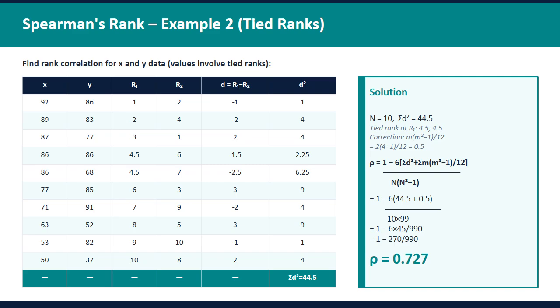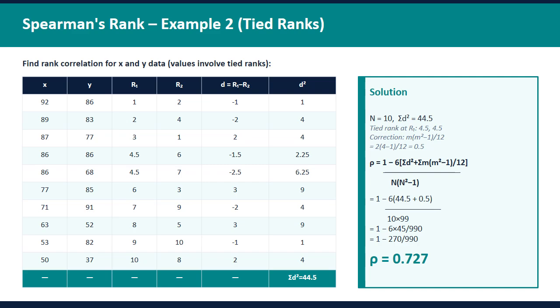Now, note that in x, the fourth value 86 and also the fifth value 86 would both have the same rank, in the places of 4 and 5. So we cannot allot rank 4 to both because this is a tied rank. Instead, we will allot 4 plus 5 divided by 2, which is equal to 4.5.